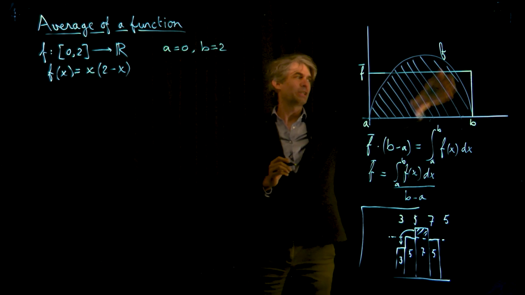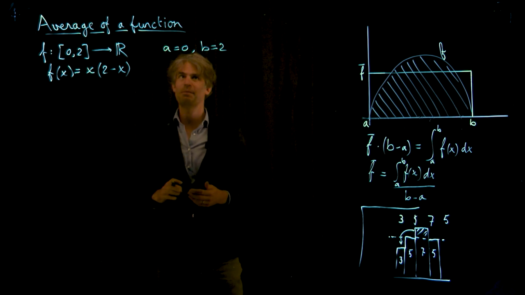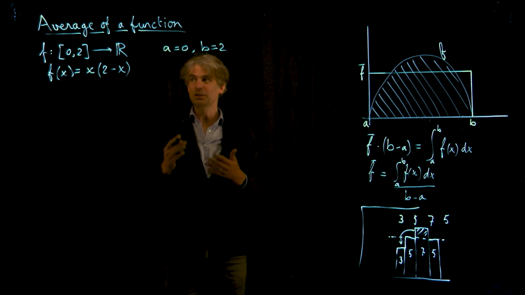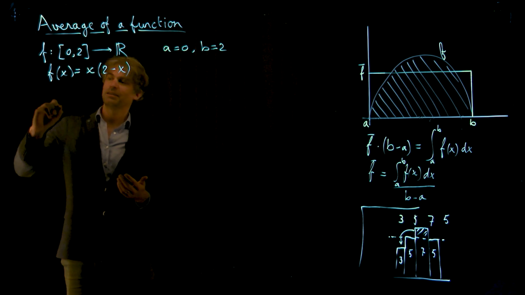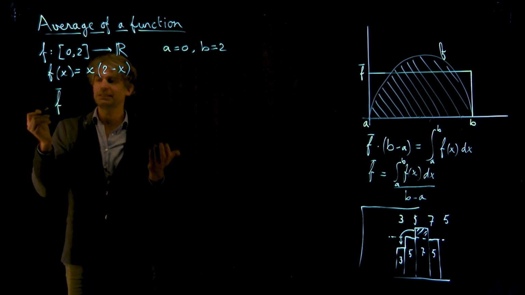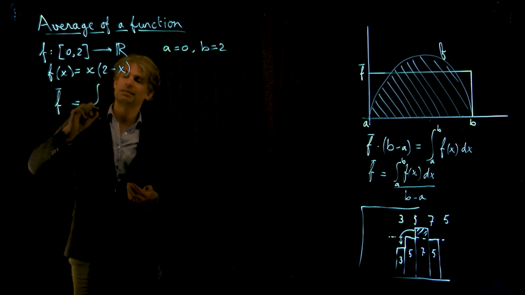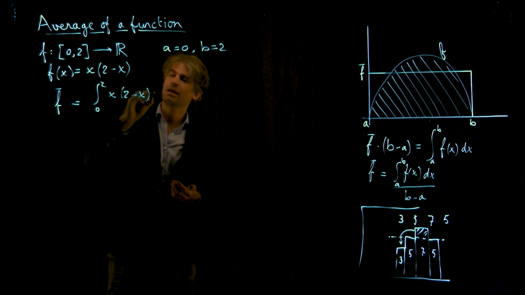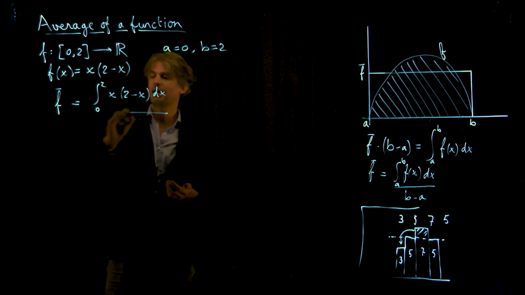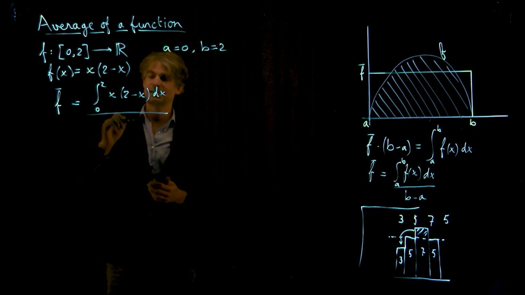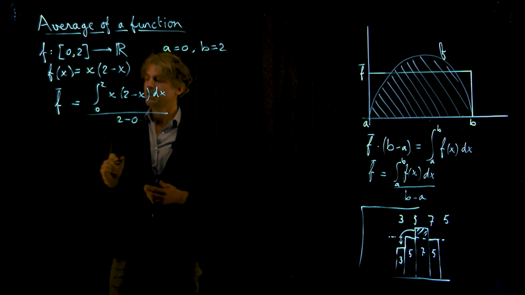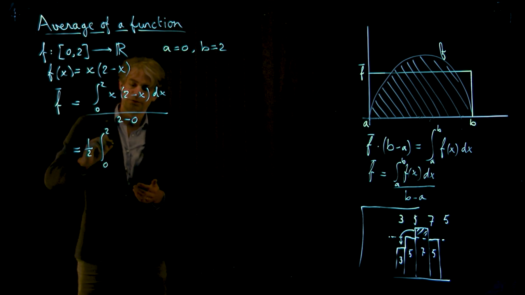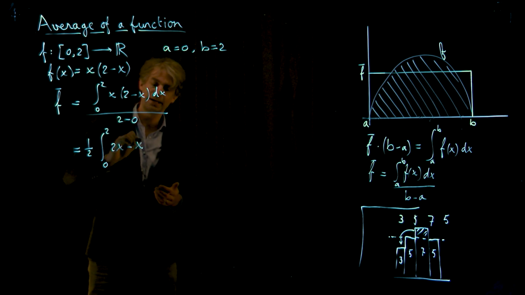The graph you're looking at here was my attempt to draw a graph of this parabola. So this is a reasonable representation. And there you go. What we need to do here is compute the average of f on this interval: integrate this function from 0 to 2, and then divide by the width of the interval, which in this case is 2 minus 0, or 2. So that is 1/2 times the integral from 0 to 2 of 2x minus x squared dx.